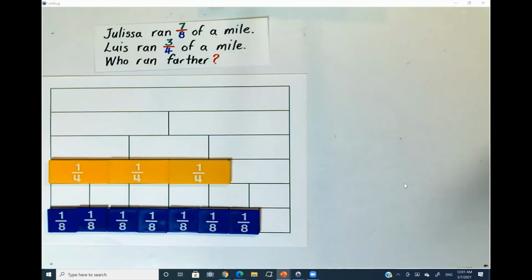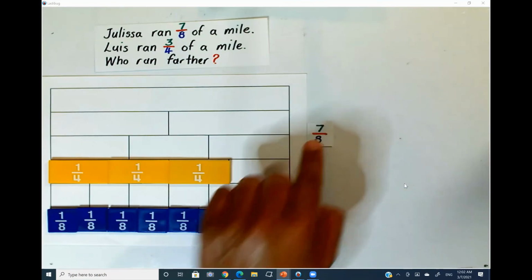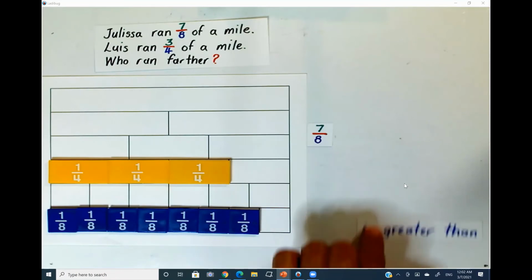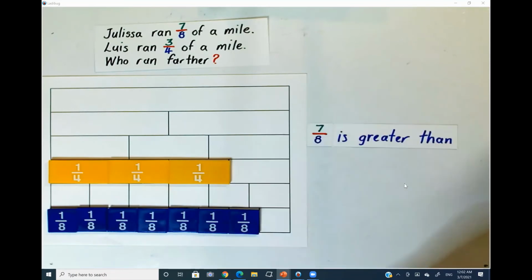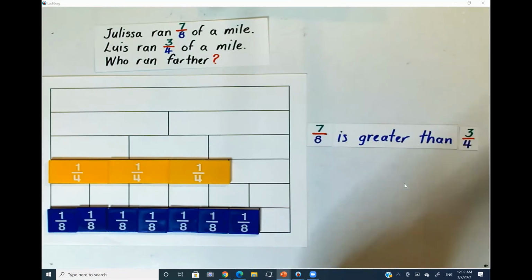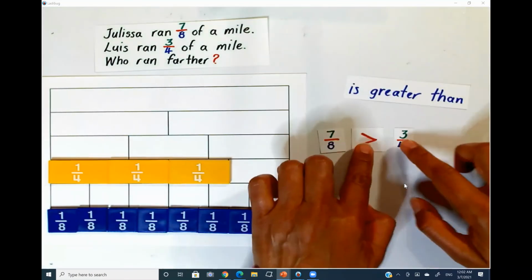So we can represent the same with numbers. Julissa ran 7/8. And now we know that 7/8 is greater than 3/4. And we can represent that with the symbol too. 7/8 is greater than 3/4.